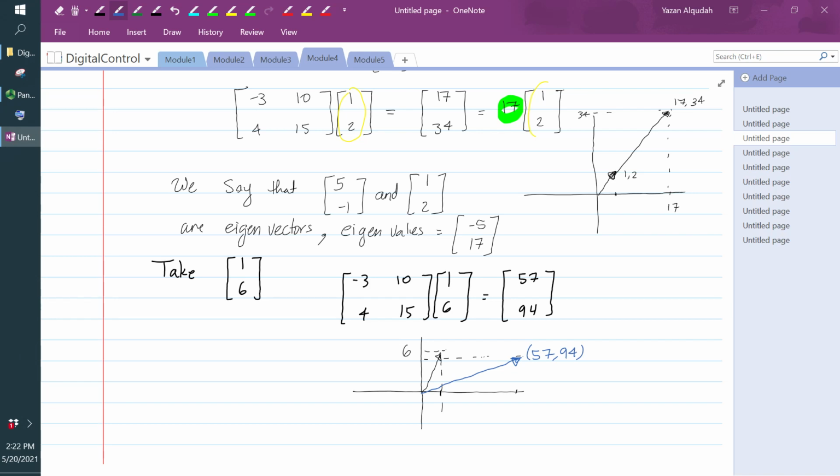If I take the matrix multiplied by a vector, and the new vector is not located along the line that defines the original vector, then that vector is not an eigenvector, nor is that value an eigenvalue.